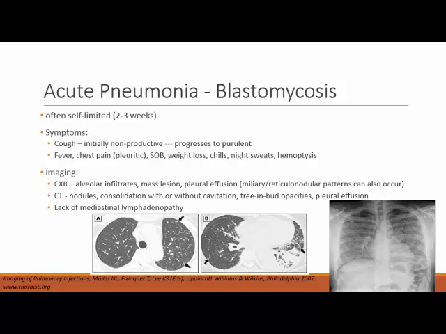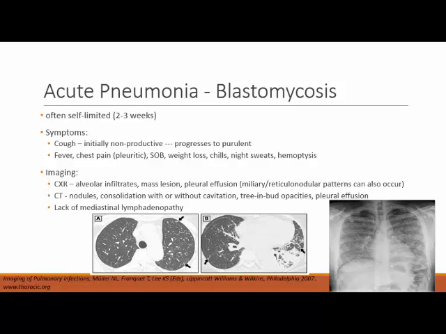So for the acute pneumonia, it's often self-limited. Symptoms can last for 2 to 3 weeks, and sometimes patients get better. A lot of times they present with a cough that's initially non-productive, but then can progress to purulent. Fever, chest pain, shortness of breath, weight loss, chills. Nothing that will really concern you into thinking of something other than a run-of-the-mill pneumonia.